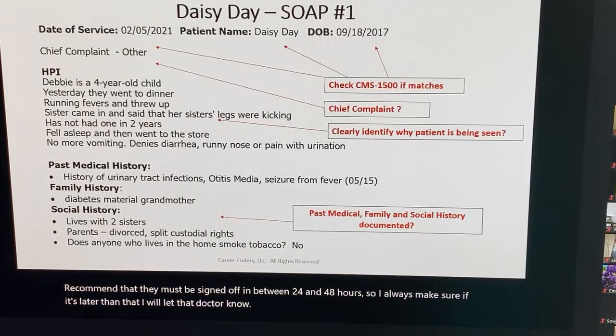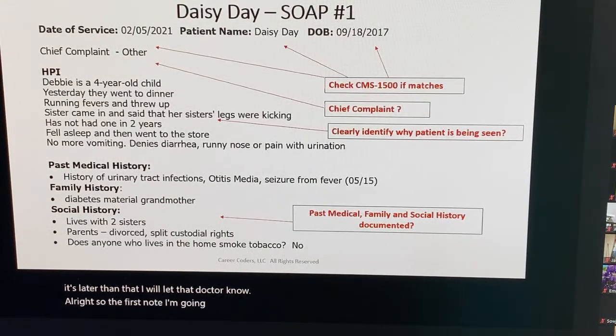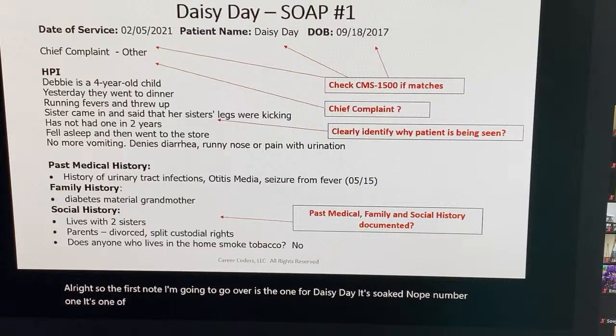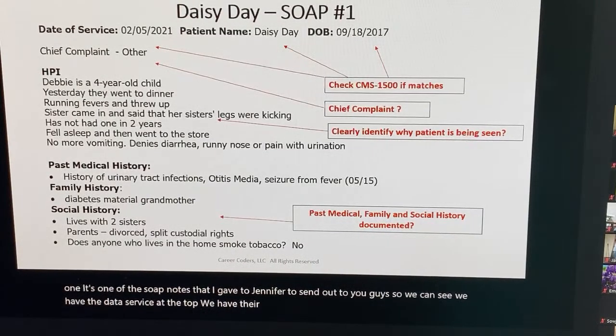All right, so the first note I'm going to go over is the one for Daisy Day. It's SOAP note number 1. It's one of the SOAP notes that I gave to Jennifer to send out to you guys. So we can see we have the date of service at the top. We have the patient's name and date of birth. First thing I'm looking at is the chief complaint.